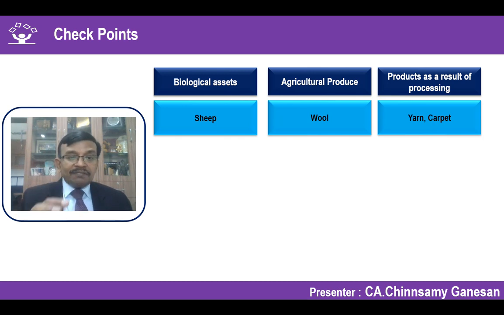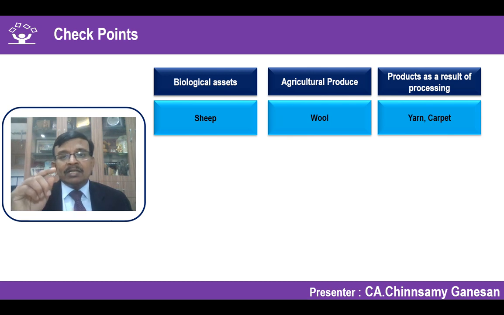Whereas if that particular bird is used only for laying eggs, what happens? Agricultural produce is the eggs, but the biological asset is the hen. So that hen or the chicks have to be considered as biological asset. Then that is not a consumable biological asset, it is a bearer biological asset. Then the accounting treatment goes in a different perspective.